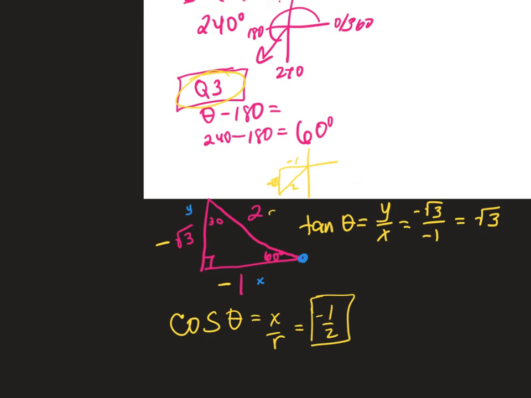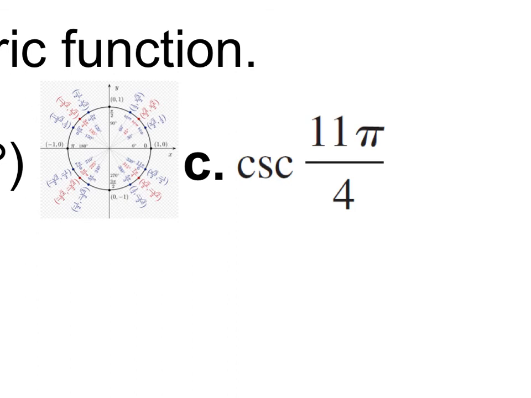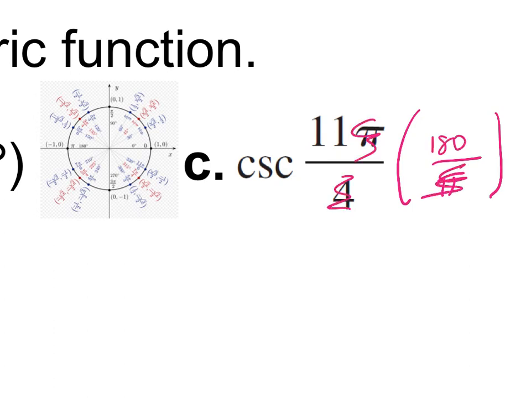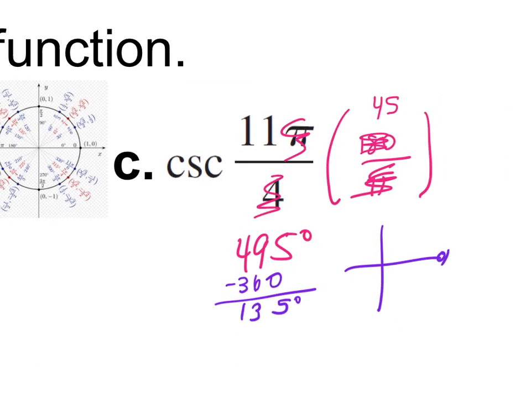So guys, if they talk about the cosecant of this angle, well, I don't know where that angle is. So we're going to use our reference angles. We're going to convert this to degrees. So 4 goes into 180 how many times? 45. What's 45 times 11? 495 degrees. I need to find the reference angle to this. Since it's above 360, I'm just going to subtract a whole circle, make my life a little easier. And I'm left with 135.